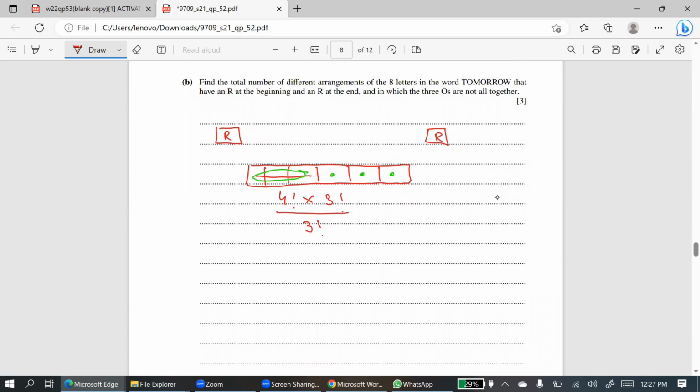Now we will subtract this from the total number of arrangements. Now we have a total of 6 letters divided by 3 factorial, and there are 3 O's. There are 3 identical items. So the answer to this question is 96.